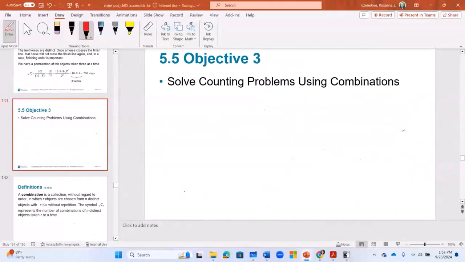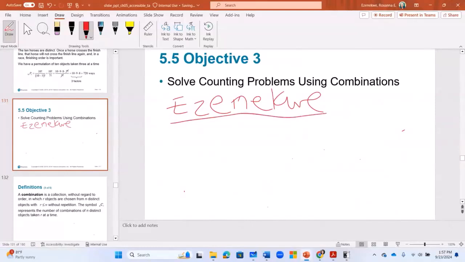My last name is Ezenekwe. Don't worry about pronouncing it. But if I'm told to find how many ways I can arrange the word Ezenekwe, where order is important, the first thing I want to do is count the number of letters in my last name: 1, 2, 3, 4, 5, 6, 7, 8.